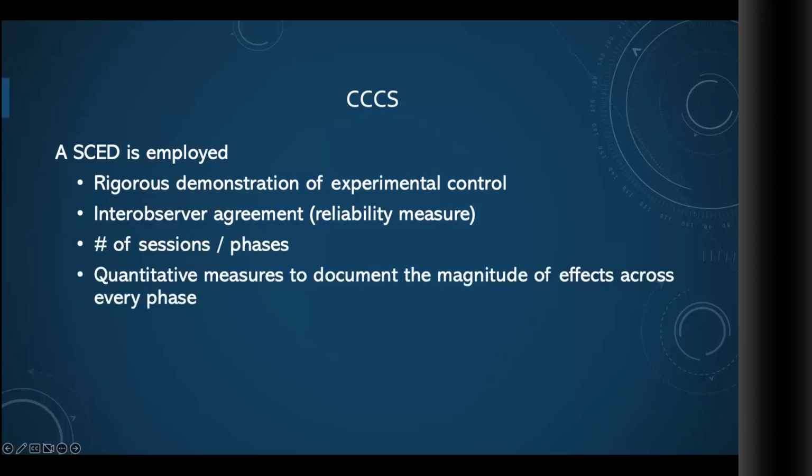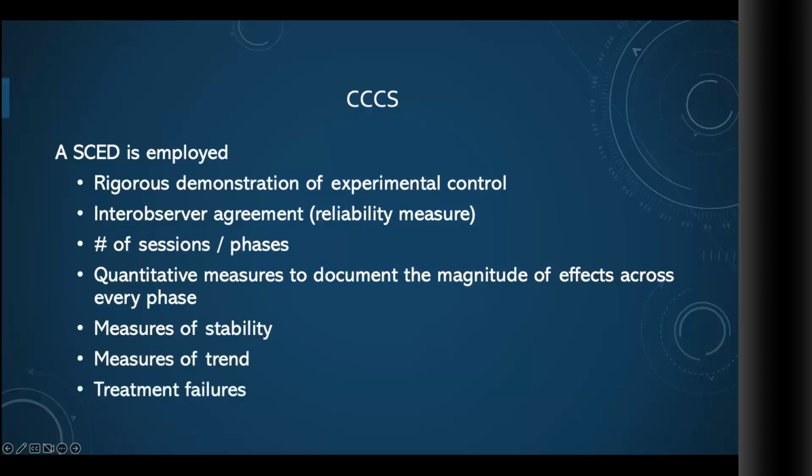There needs to be some kind of quantitative measure to document the magnitude of effects. So not just a subjective, oh, they did really well, right? We actually want scores or measures in place where we have some data that can evaluate change over time. Some kind of measures of stability and trend. And again, like I said earlier, this would also include treatment failures. So that's not a reason for these cases not to be included. In fact, that is what this whole design is really looking for, including cases regardless of treatment failures.